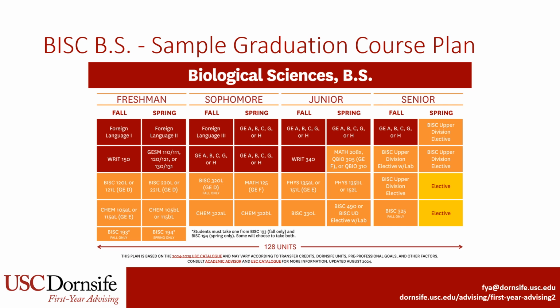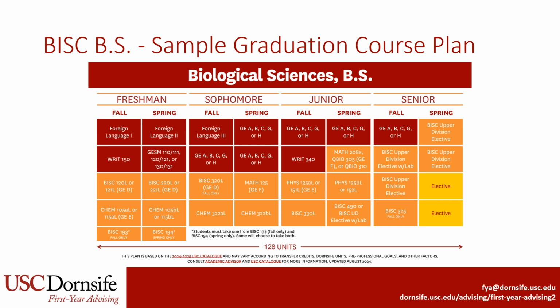You'll see in red the USC core requirements, foreign language, writing, and general education. In orange are the major requirements, and in yellow are the degree electives, or the courses that you take in order to meet the 128 units required to graduate from USC. You might be noticing that there aren't a lot of degree electives included in this course plan.